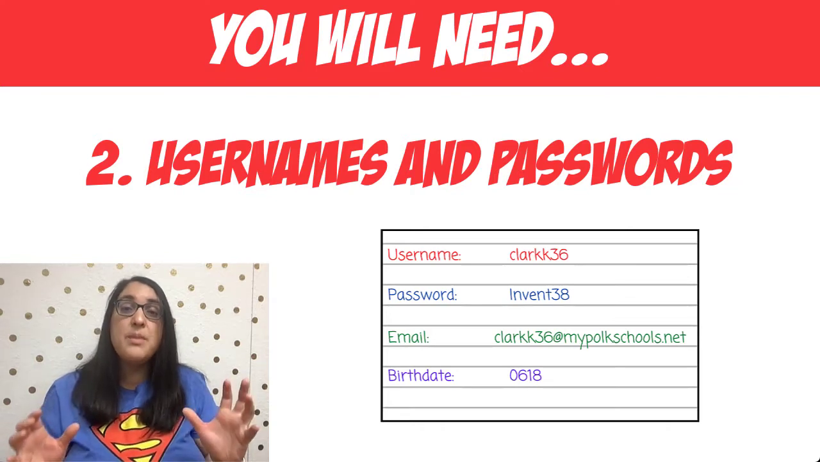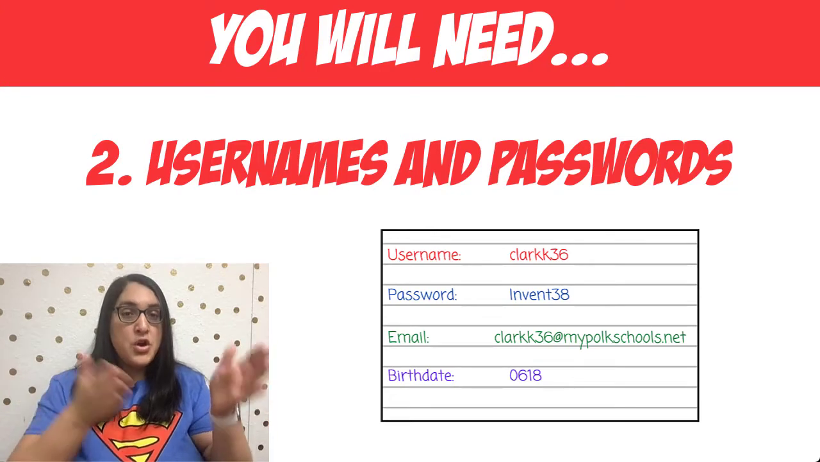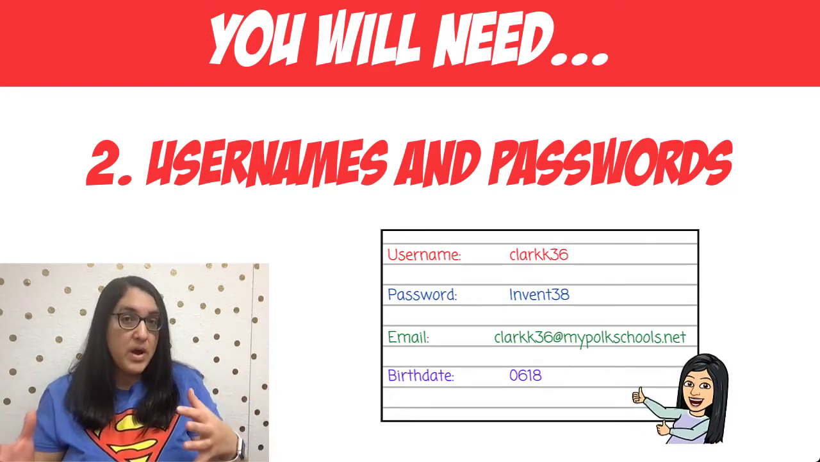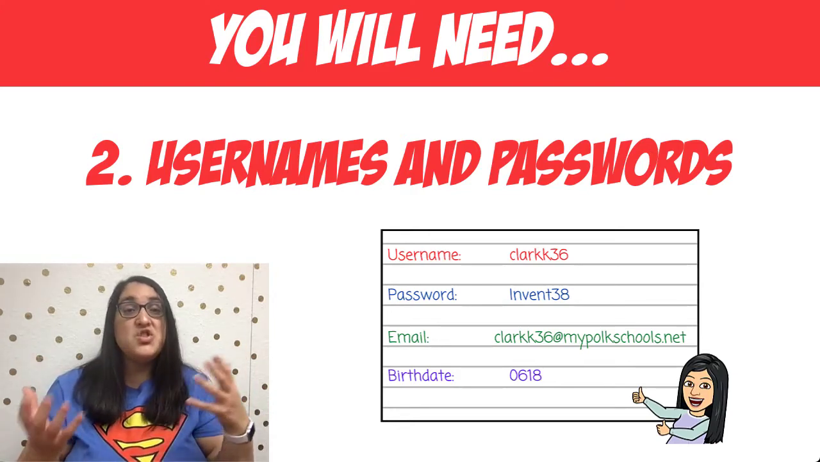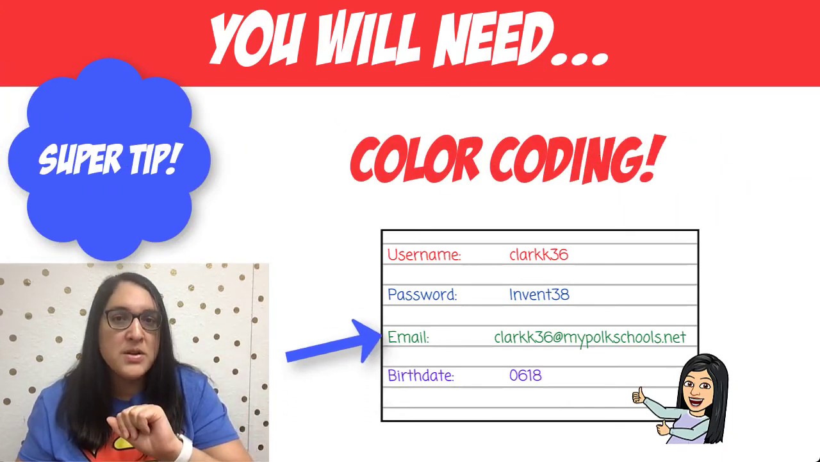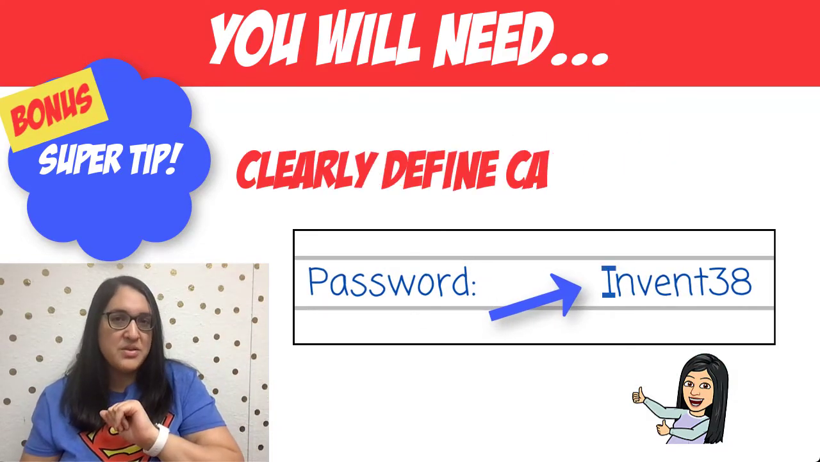Next, have student usernames, passwords, email, and 4-digit birth dates ready to go in a way that students can reference them throughout this process. One way to do that is to give each student a note card with info on it and clearly labeled so they know what is what. This info can also be in a class folder or notebook in case students need to reference it for other stuff. Super tip, color code the different parts of the index card. Bonus super tip, clearly define capital letters.